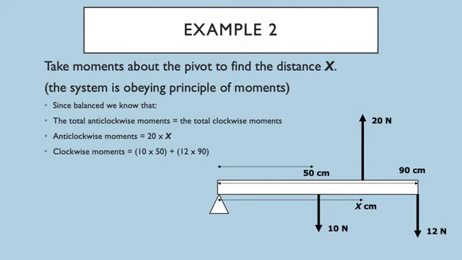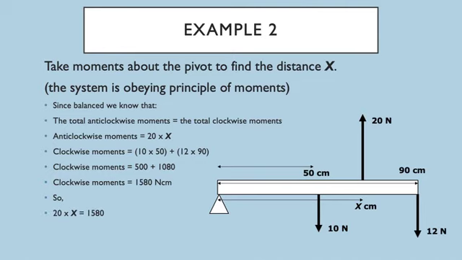We've got to work out the sum of the clockwise moments, so then we've got to do 12 times 90 and add that on. So we've got a 12 Newton force at the end, which is at 90 centimeters. So those two moments are 500 plus 1080. So the clockwise moments equals 1580 Newton centimeters.